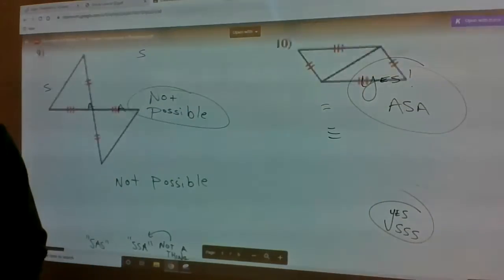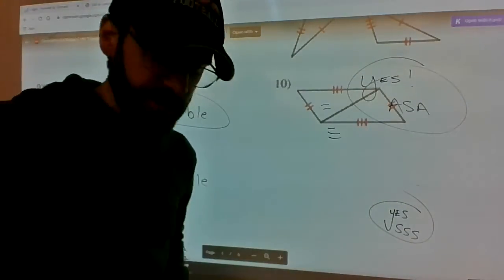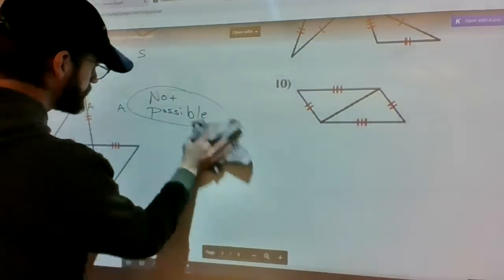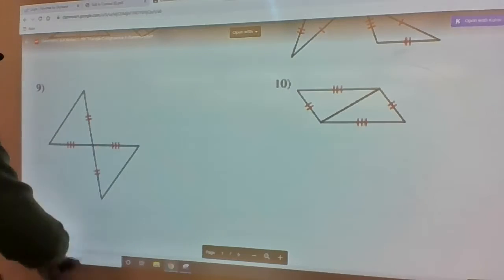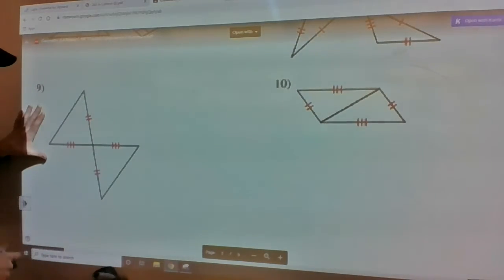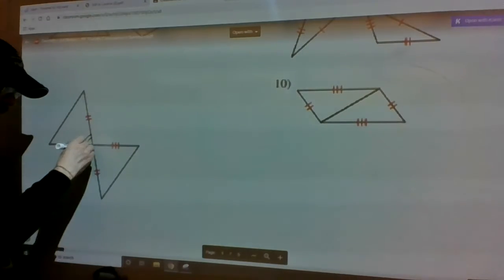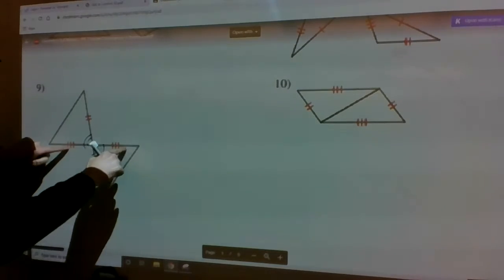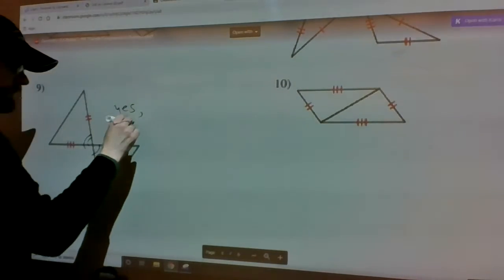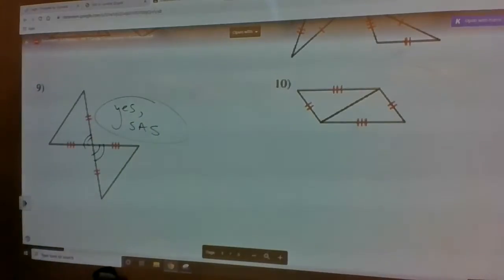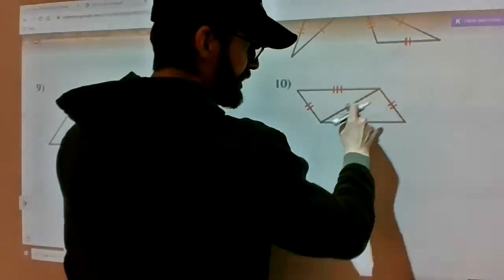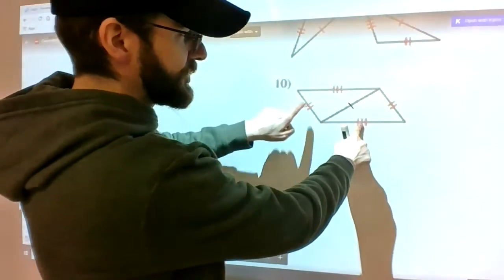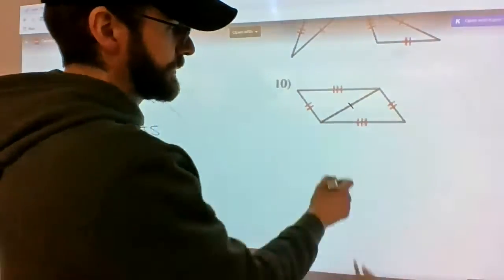All right, and then the last two where we are just determining congruence and backing it up with one of the postulate statements. On number 9, we've got the vertical angles are congruent to one another. Side, angle, side. And then last one, the shared side is certainly congruent to itself. 3 tick marks congruent to 3 tick marks, 2 to 2, and 1 to itself.